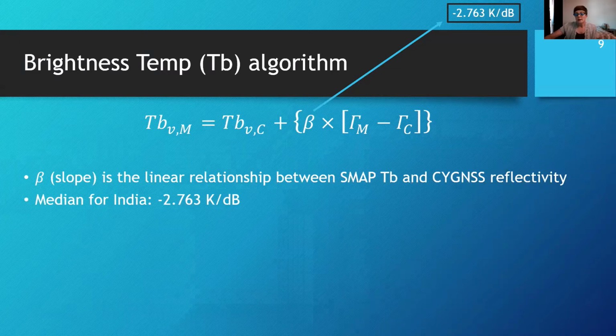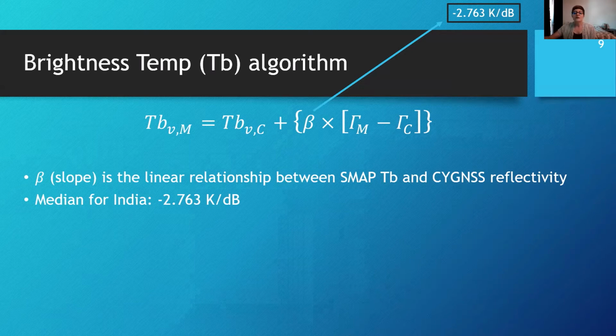Beta, or slope, is the linear relationship between SMAP brightness temperature and Cygnus reflectivity. For the example I'm showing today, we are using the median slope for India, which is negative 2.763 Kelvin per decibel. Our goal is to use spatially varying slopes, and we did calculate spatially varying slopes over India at the 36-kilometer scale in order to determine the median value.